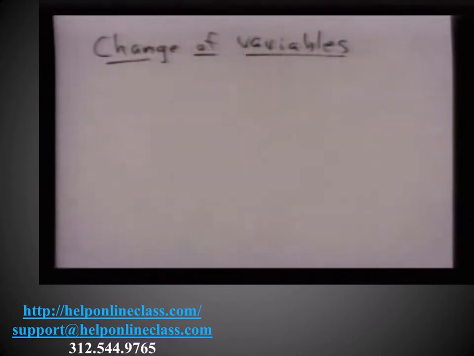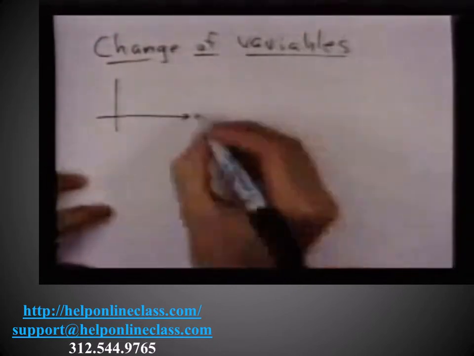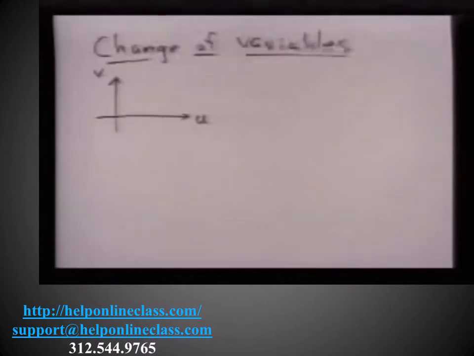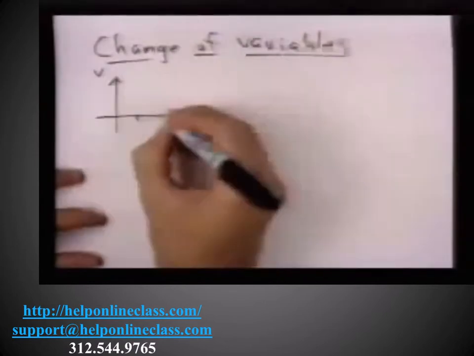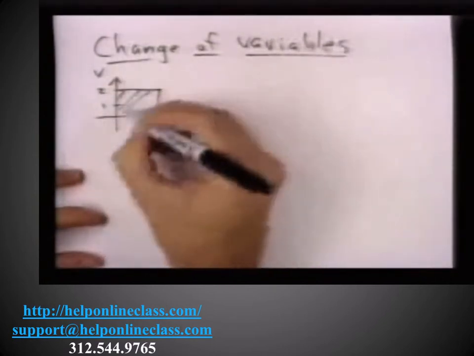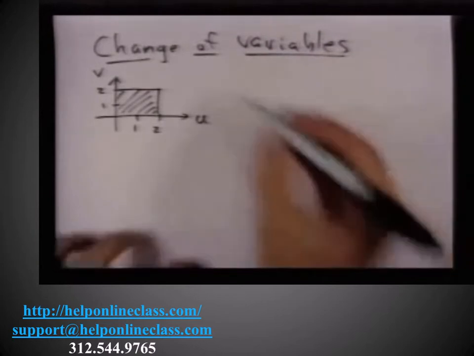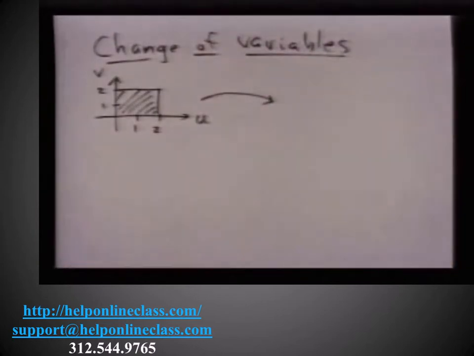So let me talk about one of the ways you won't be using change of variables, but this is useful to understand the idea. So I'll draw a square in the UV plane. So the square that runs from 0 to 2, 0 to 2, and I want to change u and v into some new variables and see what happens to this region.